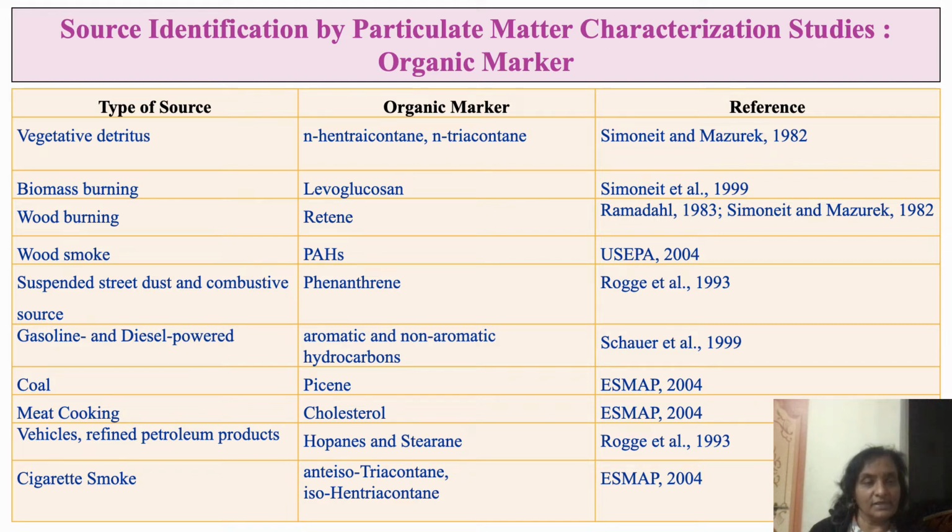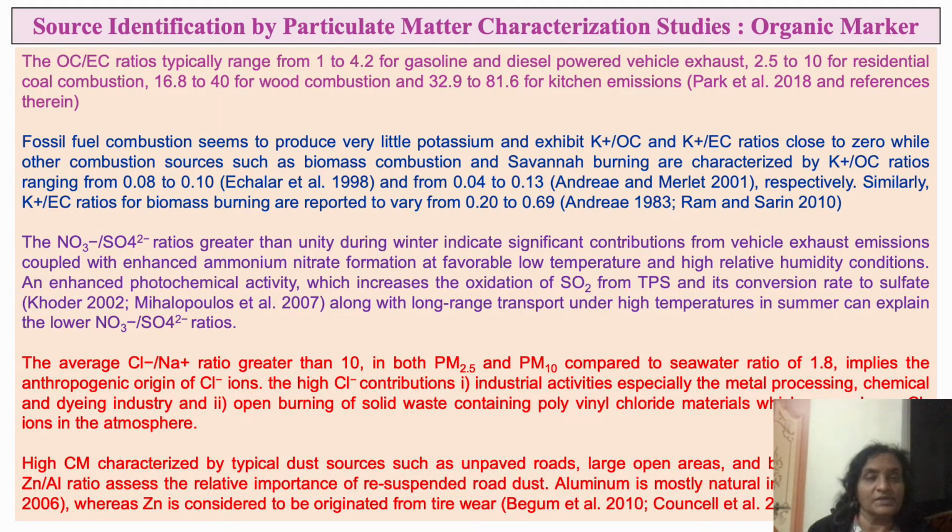If PAHs are observed at a high value, then it is wood smoke. If phenanthrene is there, that is suspended street dust and combustive sources. If aromatic and non-aromatic hydrocarbons are there, then it is gasoline and diesel. If picene is there, it is coal. Similarly, if hopanes and steranes are there, it is vehicle and refined petroleum products. So these are all the organic markers. These also we analyze in the particulate matter to identify sources.